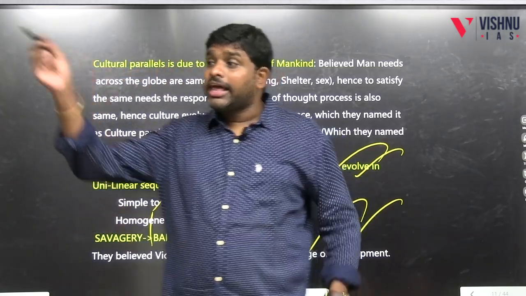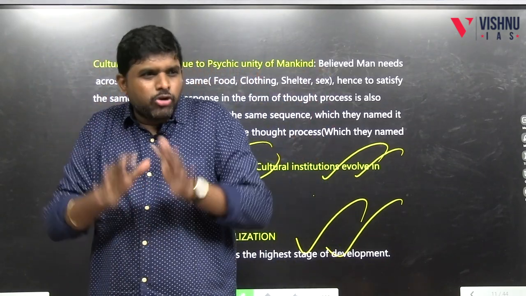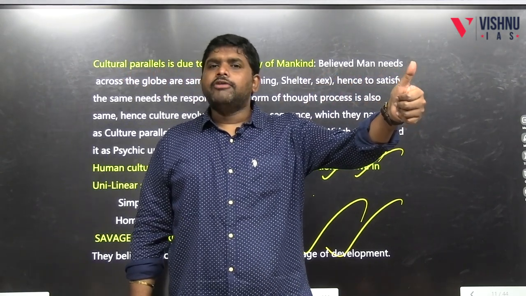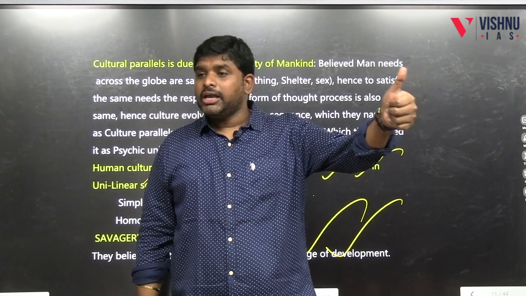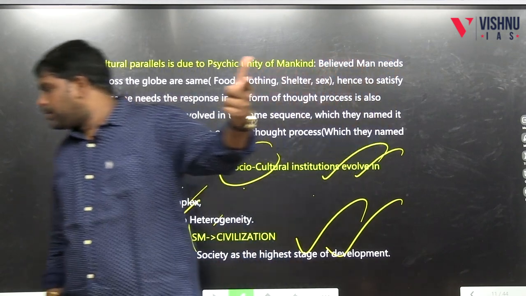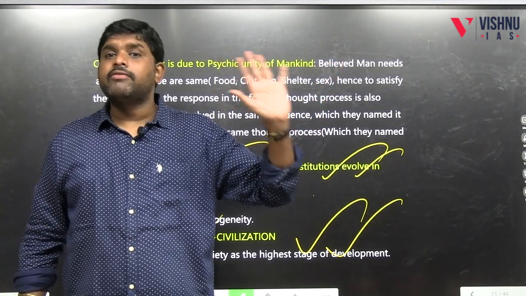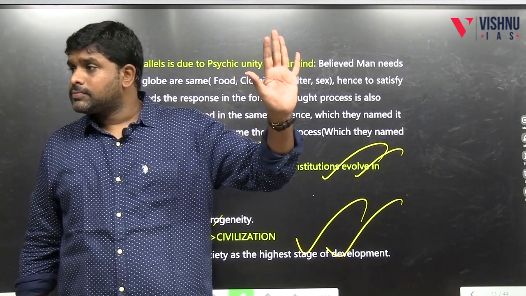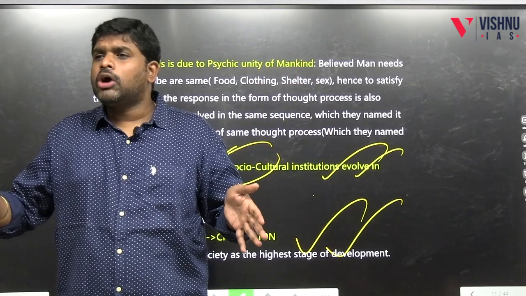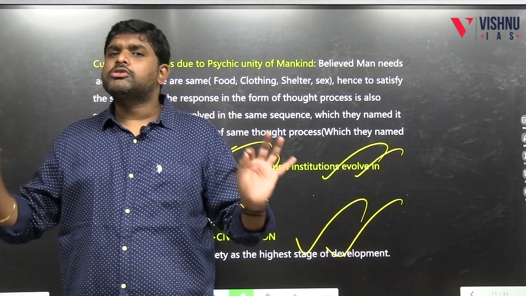So these are the contributions of whom? Classical evolutionism. Like socialism means what? Like communism means what? Capitalism means what? So common beliefs will be there, no? Common principles will be there, no? Those common principles I told. Number one, what? Evolution is not spontaneous, it is stage by stage. Number two? Racial superiority is a psychological myth. Next? Comparative method. Survivals of the past, culture parallels, psychic unity of mankind, stages from simple to complex, homogeneity to heterogeneity, savagery to barbarism to civilization. Finally, what? Victorian society has the highest stage of development.